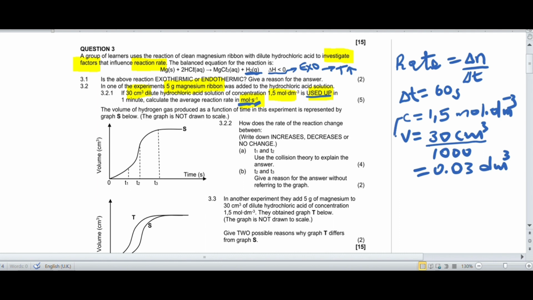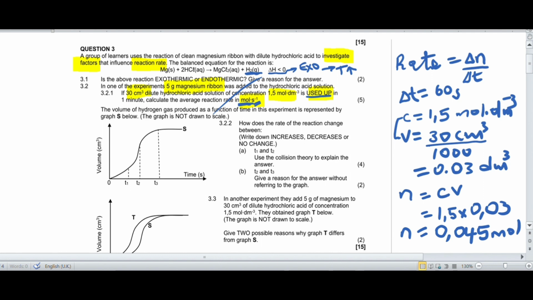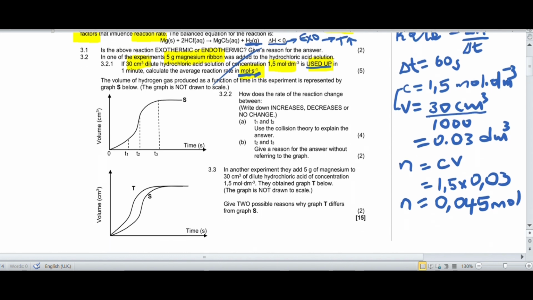Let's use that data to calculate the number of moles. N is equal to CV. This is the formula. So the concentration is 1,5 times the volume, which is 0,03. Then we use our calculator. So the number of moles is then shown, and next we calculate the rate.